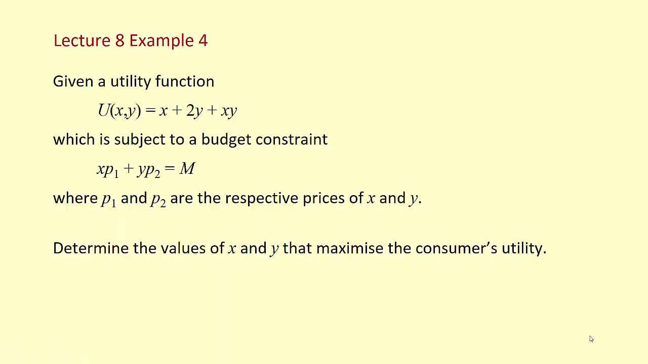Here we've got example 4 from lecture 8. We've got a utility function for a consumer for two variables, x and y. We've got a budget constraint. This time we're looking at the budget constraint in terms of general prices, P1 and P2, and the budget is M. What we'll find when we solve for the values of x and y that maximise utility is that these equations are the consumer's demand functions for good x and good y.